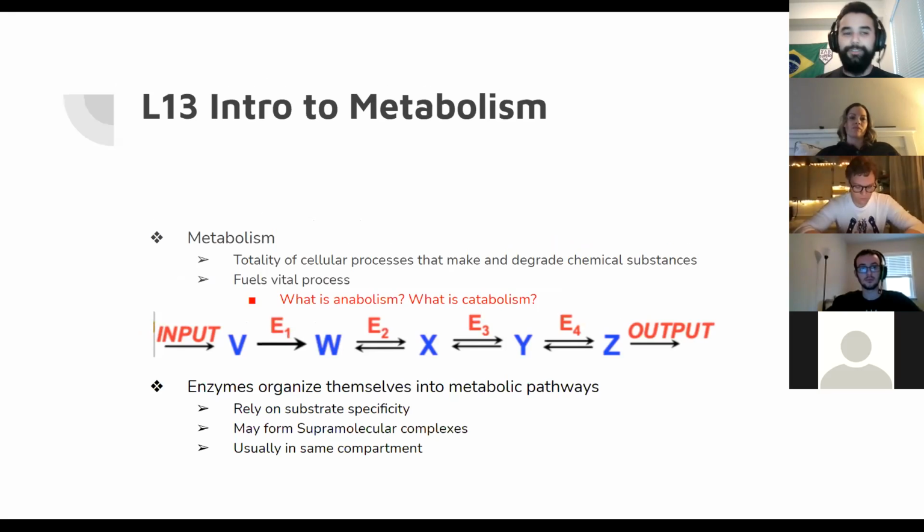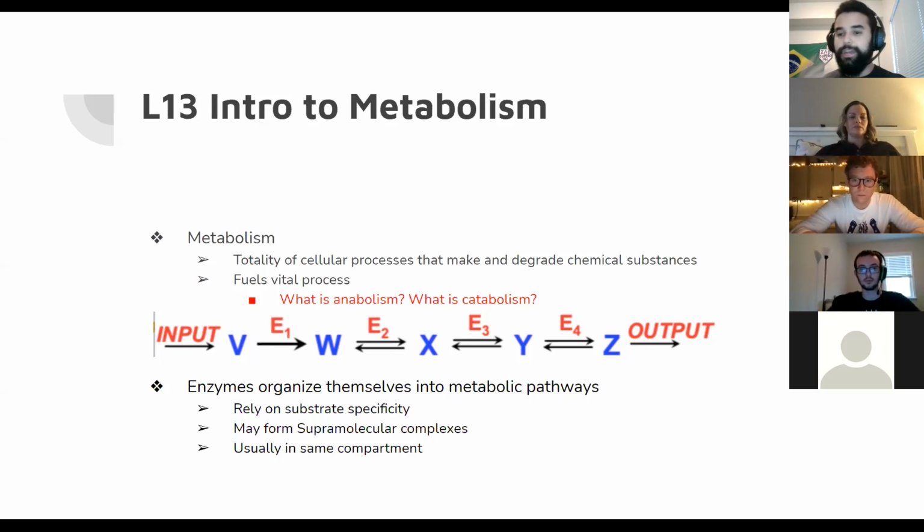But just jumping into lecture 13. Lecture 13 is our first overview of what metabolism is, and metabolism is going to be really, really important for the rest of biochemistry, okay? Metabolism is the totality of cellular processes that make and degrade chemical substances. This is what fuels vital processes. This is what is moving us, right? This is what's making us alive, okay?